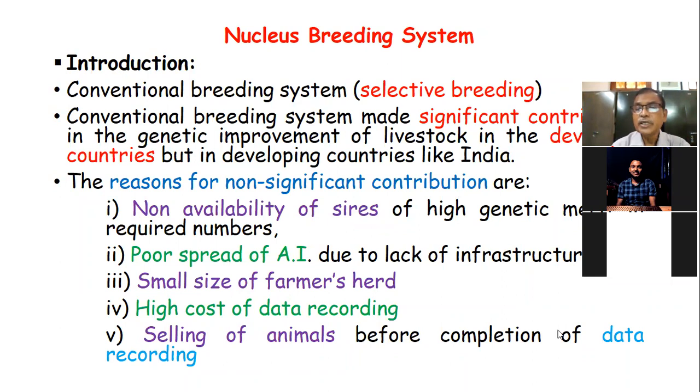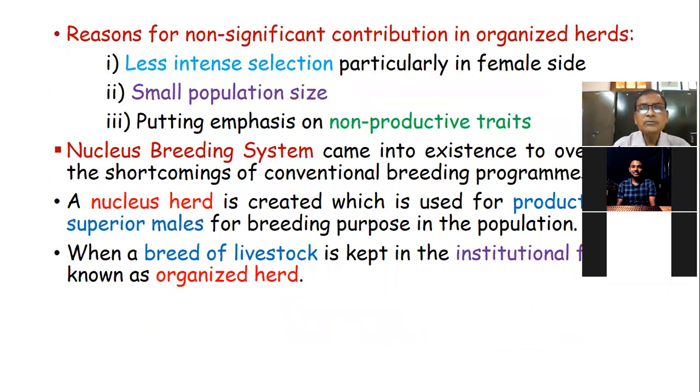That's why we are not able to organize the breeding improvement program. So this is about the structure or the feature at the farmers' level. Now, the animals are also maintained by the government, which are called organized herds.